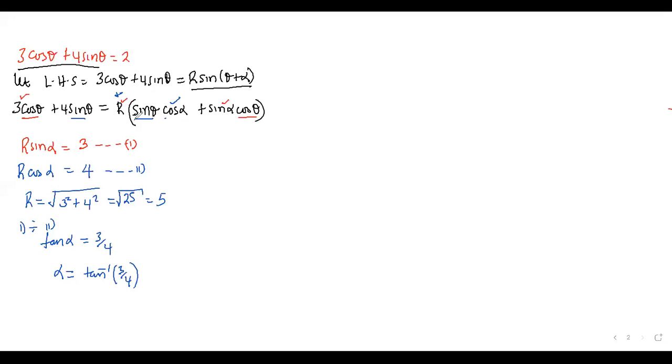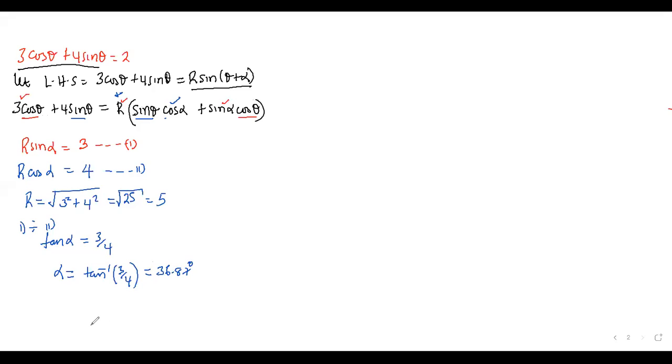No, wait, there's something I've not done right here. The coefficient on sine theta is R cos alpha, which is a 4. I think we are right. The coefficient on cos theta is a 3, and cos theta here has R sine alpha. We are right. We get 36.87 degrees.